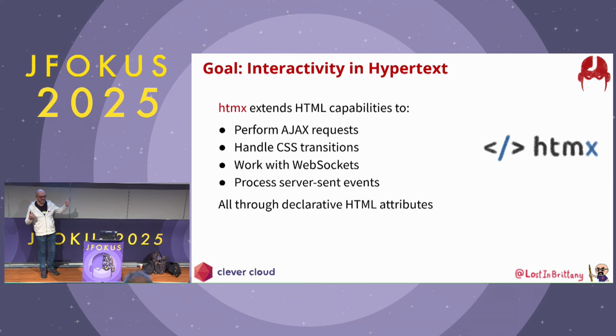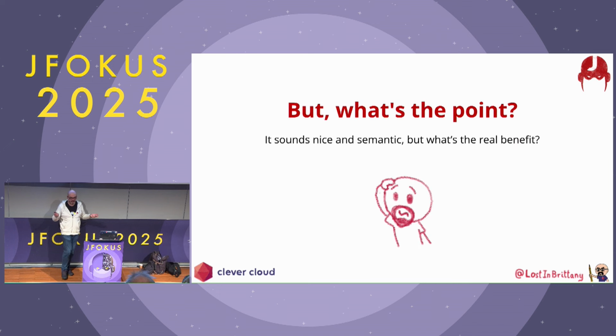Any element can do an AJAX request, get a response that doesn't force a full page reload, and reload only a part of a page. You can handle CSS transitions easily. You can work with WebSocket in a normal way. You can process server-sent events. You can do things that in a normal 2025 application are normal without having to use some nasty-looking JavaScript, all using declarative HTML-like attributes.